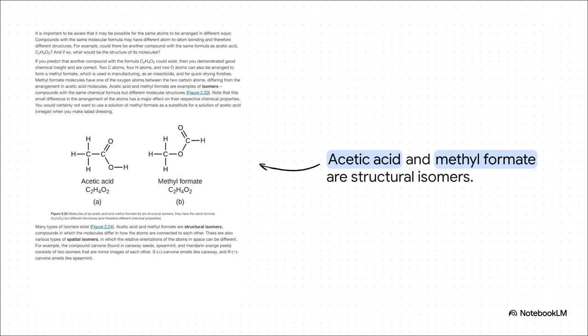Consider two completely different substances: acetic acid, which gives vinegar its sharp taste, and methyl formate, which is used to make quick-drying finishes and industrial insecticides. Astonishingly, both of these share the exact same molecular formula, C2H4O2, 2 carbons, 4 hydrogens, 2 oxygens. They are structural isomers. The only difference is how those exact same atoms are arranged and connected to each other. One you'd happily put on a salad, and the other, well, you absolutely do not.